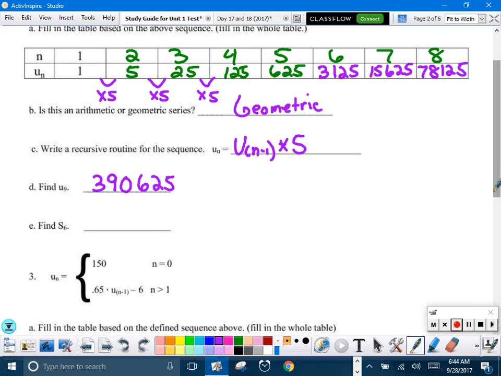Okay, S6, add up the first 6 numbers. So here we go.